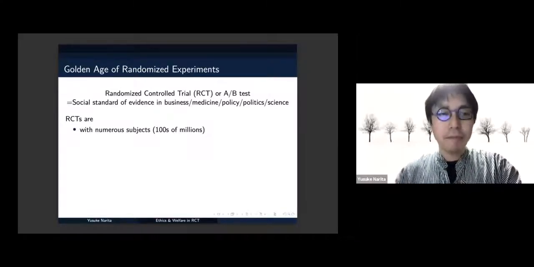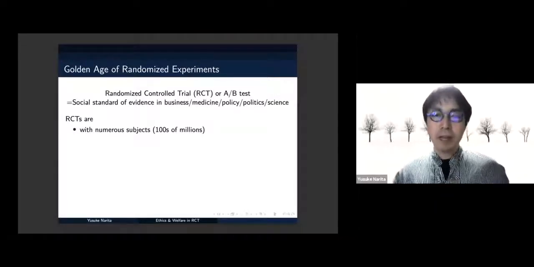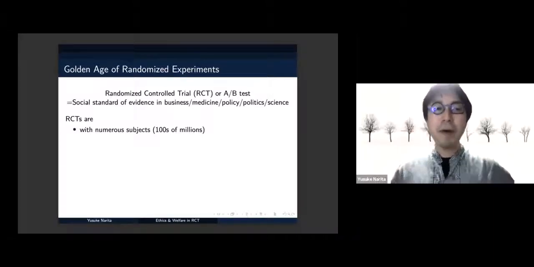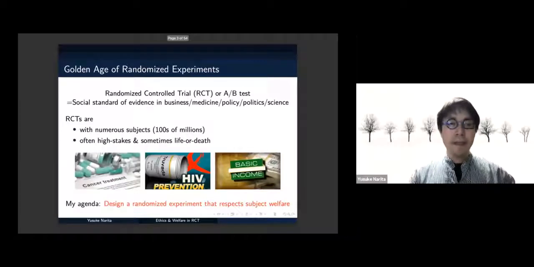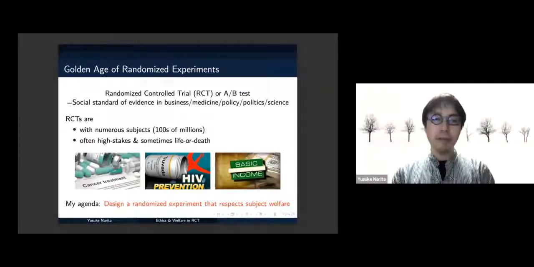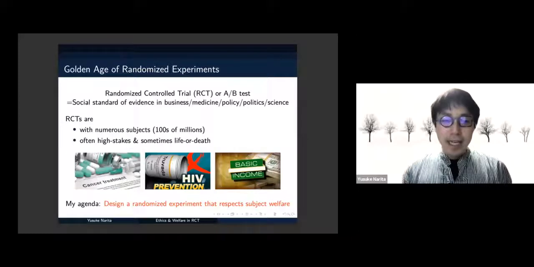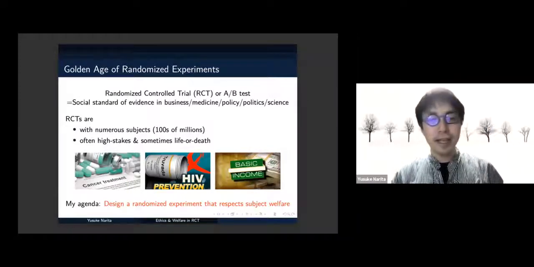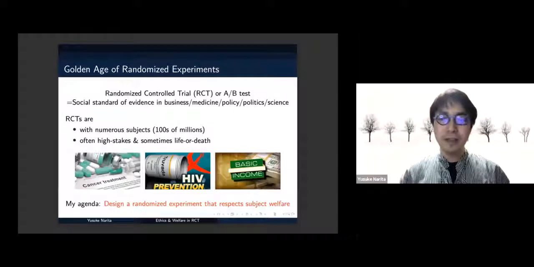If we look at the real-world implementation of these RCTs, we are going to immediately notice a couple of very striking features. First of all, these RCTs involve a really big number of individuals as experimental subjects. Hundreds of millions of individuals participated in some RCTs in recent years. Many of these RCTs randomize very high-stakes experimental treatments. Think about some medical clinical trial where the treatment is a cancer drug or a new HIV prevention drug. These things are literally life-threatening.